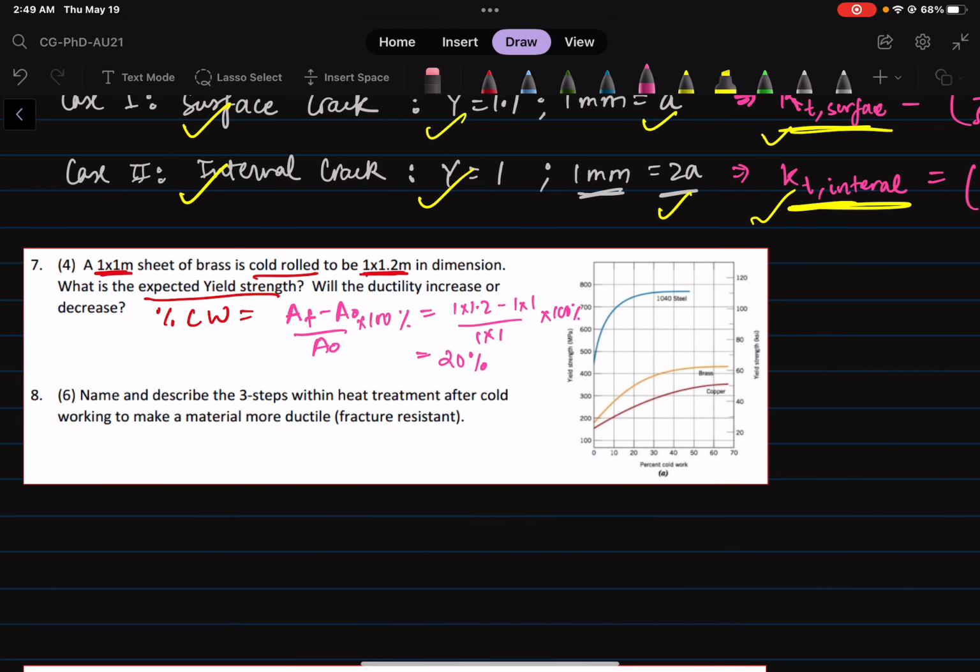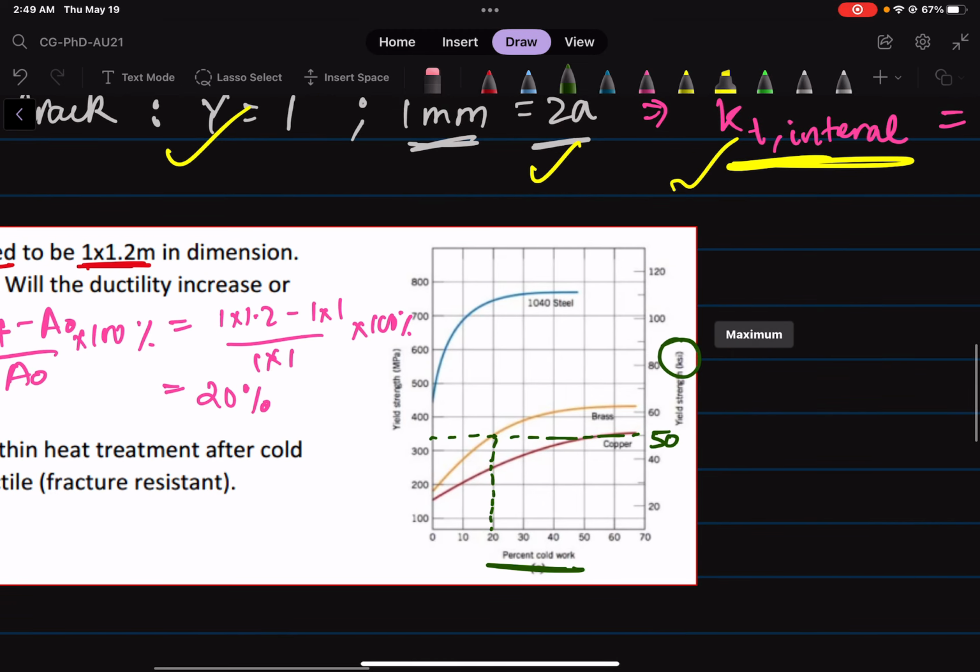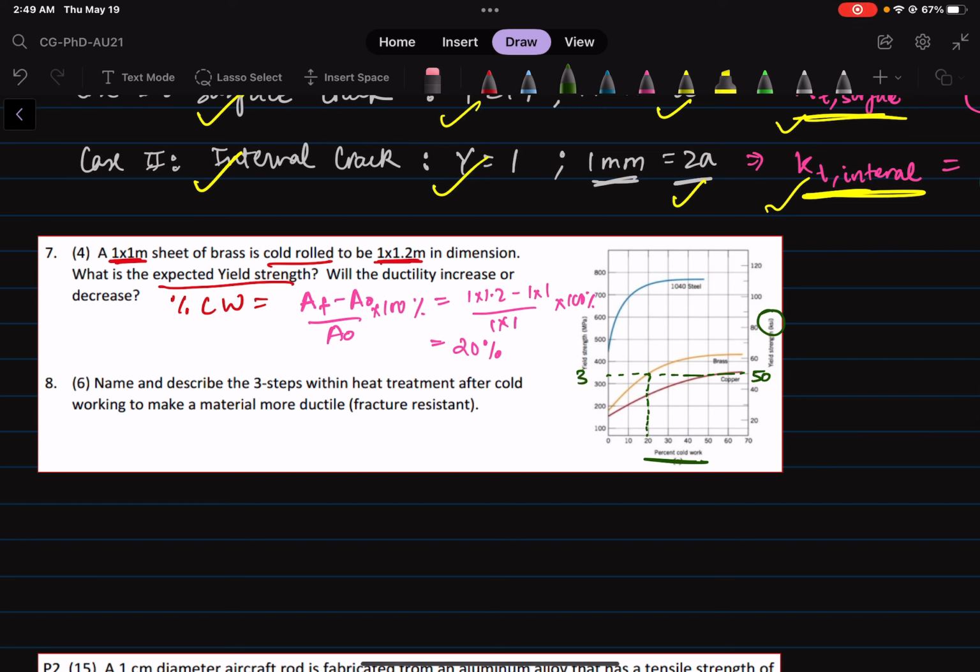So if you look on the graph and then try to draw the line, percent cold work is the x-axis. Look at the 20%. It's given that this is the brass sample. So let's go here and then draw this horizontal line. So it's approximately 50 ksi or 320 megapascals. So the yield strength would be, let's say, approximately 320 megapascals. Alright, and this is how you can use the cold work formula.